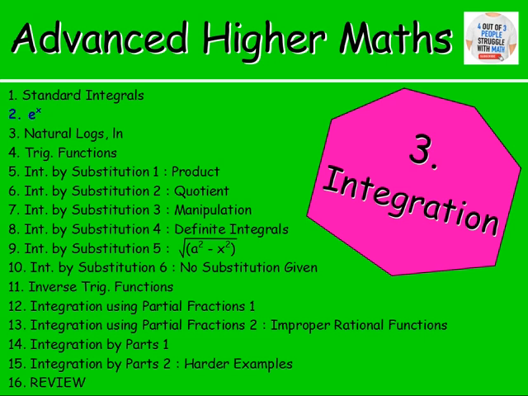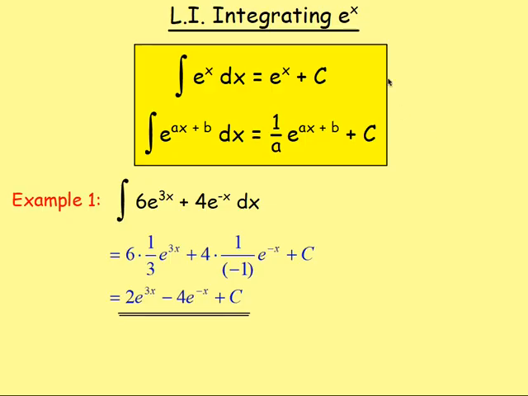After we looked at standard integrals from Higher, we moved on to looking at e to the power of x. Integrating e to the power of x is dead easy. Do you remember what you get? Good, you get e to the power of x. If you integrate e to the power of anything else, so if you have ax + b, it stays as it is, but you divide by the derivative of the index. So, for example, here, if you integrate 6e to the power of 3x, the 6 will stay, e to the 3x will stay, but you divide by the derivative of the 3x. Differentiate 3x, you get 3, so we're dividing by the 3.